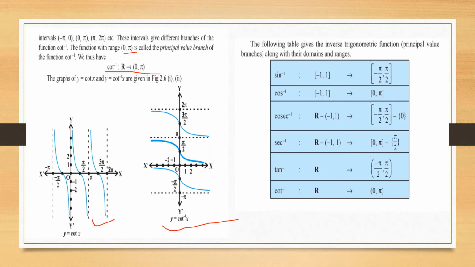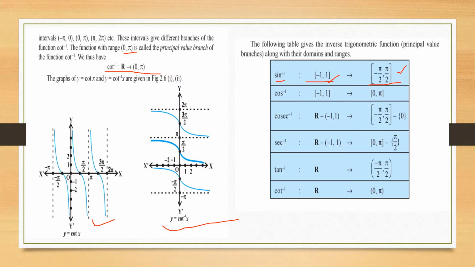Okay, so now let us summarize our principal value branches and the tables with domain and range. Just remember these trigonometric functions, their domain and range, and now see the domain and range of the inverse trigonometric functions. So sine inverse has domain the closed interval minus 1 to 1 and range the closed interval minus pi by 2 to pi by 2. Remember, sin x domain was this and range was the closed interval minus 1 to 1. Okay, so sine is mapping from x to y and inverse is mapping from y to x.